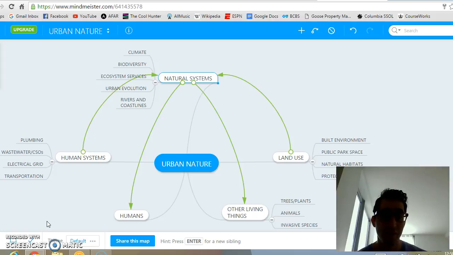Obviously, humans being my last sort of idea. And humans, of course, are reliant on not only the systems we create for ourselves to live, but also the natural systems. So that was my crack at the concept map.